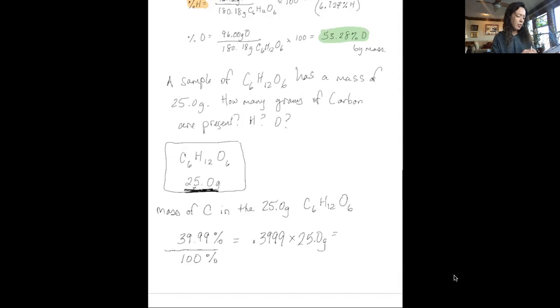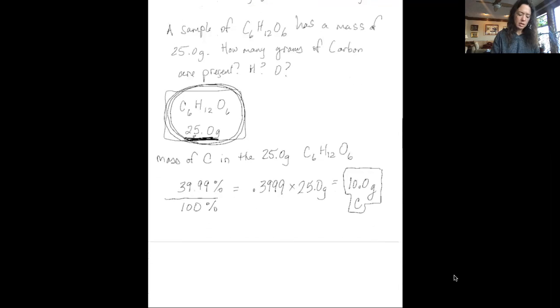So if I take 0.3999 and times it by 25, so should have 3 sig figs, I get 10.0 grams of carbon. So what does that mean? That means in our sample of C6H12O6, in our 25 gram sample, 10 grams of it is due to the carbon that is present.